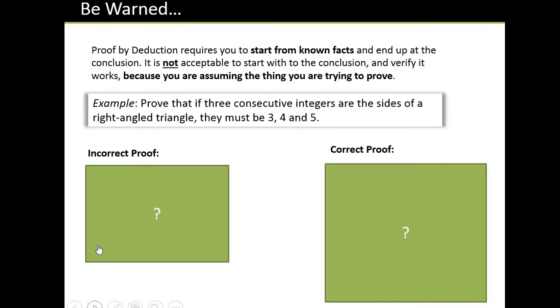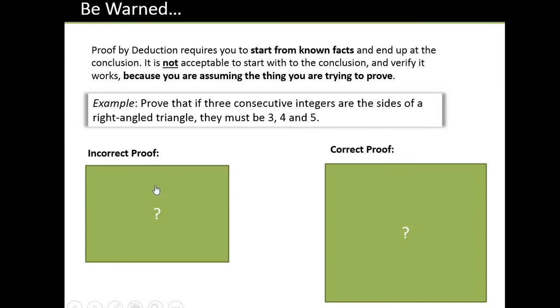Proof by deduction requires you to start from known facts and end up at the conclusion. It is not acceptable to start with the conclusion and verify it works because you are assuming the thing you are trying to prove. So here's a typical sort of question where some students tackle it the wrong way round. Prove that if 3 consecutive integers are the sides of a right-angled triangle, then the numbers have to be 3, 4 and 5.